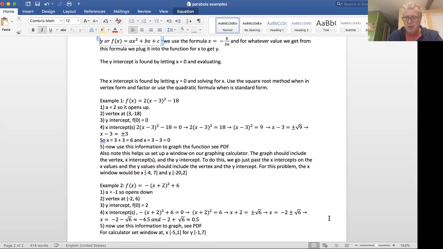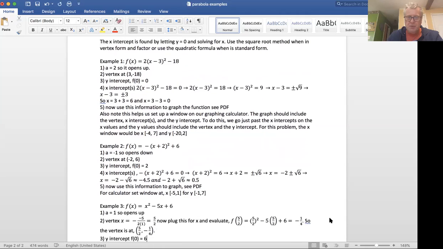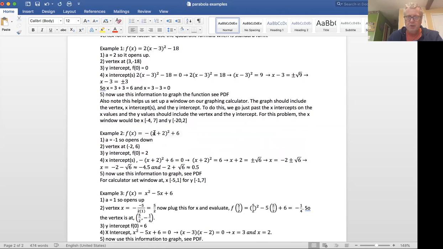Okay? And then graph. I can do the same thing for this one. I have a little more concise graph on this one. When I graph this one, let's take a look. So my vertex is at minus 2, 6. My y-intercept is at 0. And my x-intercepts are at about minus 4.5 and 0.5. Okay, so for the x values, I have to include that minus 4.5, and I have to include the 0.5. So if I drop back to minus 5 on x and up to 1 on x, I include that.